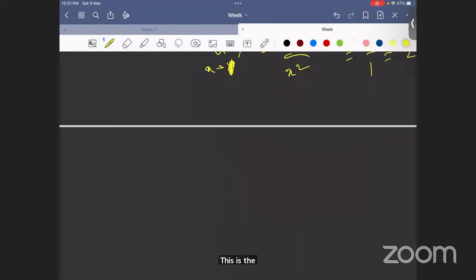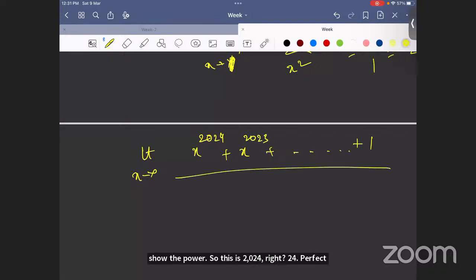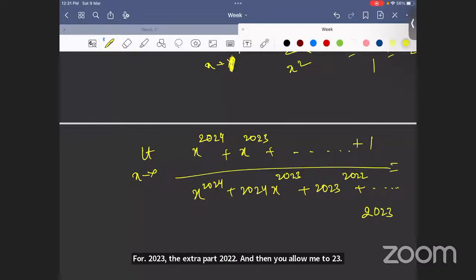Okay, let's solve. This is the last question that we are solving today. Limit x tends to infinity, x to the power 2024 plus x to the power 2023 plus 1 upon x to the power 2024 plus x to the power 2023. Differentiating, we get 2024 x to the power 2023, then x to the power 2022, and then you are left with 2023. What should the value be?